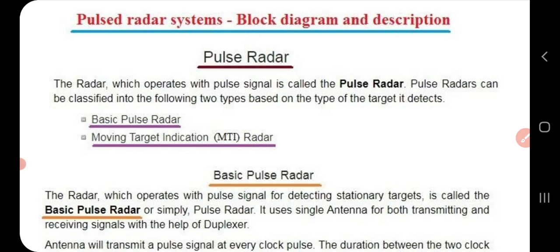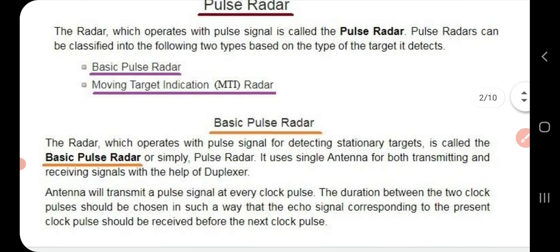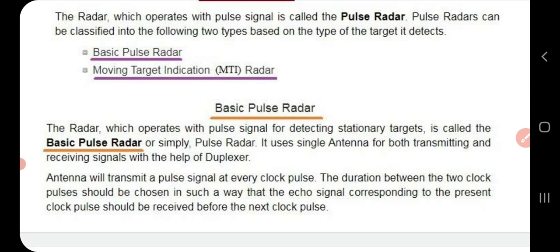Once again, it is a radar which operates with pulse signal for detecting stationary targets. And in some textbooks, it is written as basic pulse radar, whereas in some texts, it's mentioned just pulse radar. Both mean the same. It uses a single antenna for both transmitting and receiving signals with the help of a duplexer. Then, what is a duplexer? We will learn in the coming slides.